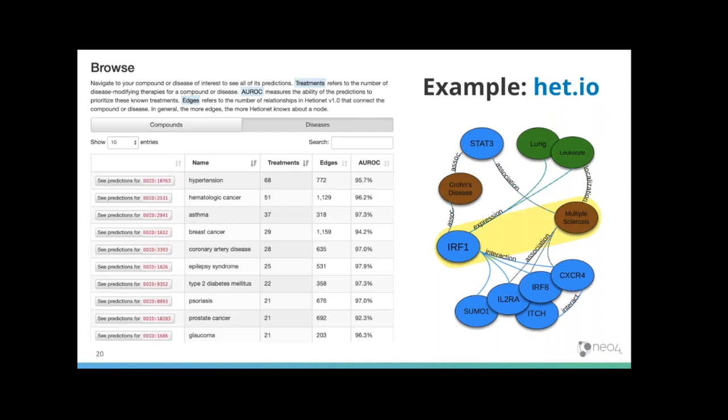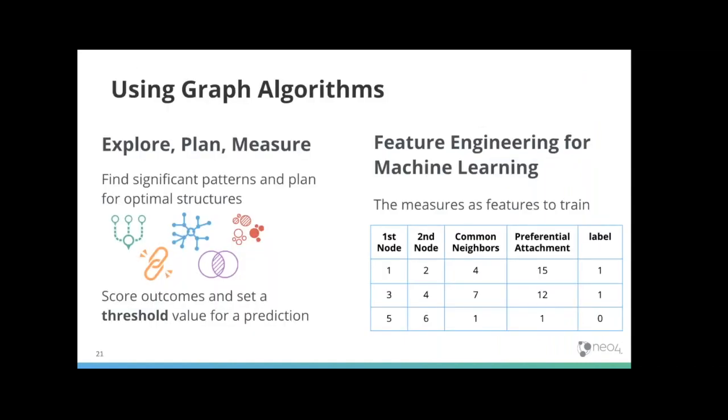When you're using graph algorithms, there's a couple different ways people use them. There's general use on the left: exploring, measuring, planning things in the future. You might have a certain score that comes out, maybe a similarity score, maybe a PageRank score, and you might set a threshold and say, hey, if the number is above X, we're going to predict one way. If it's below X, we'll predict something else. So that's one way that you might use graph algorithms.